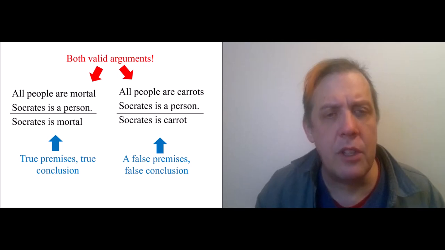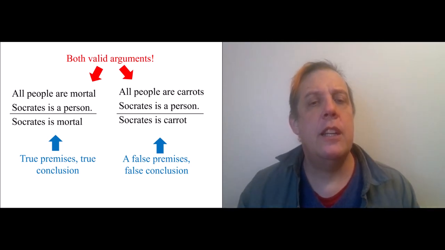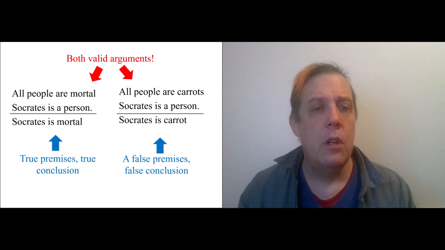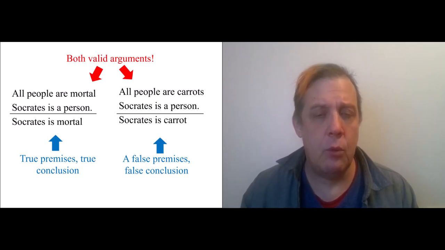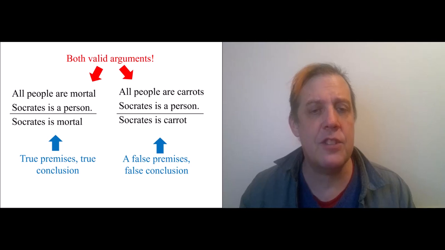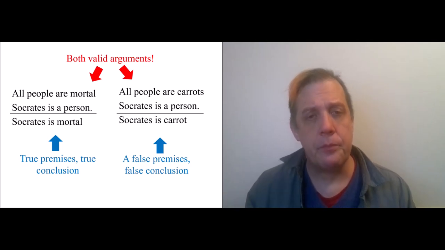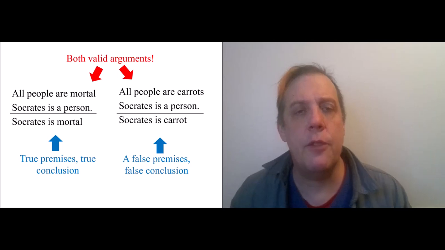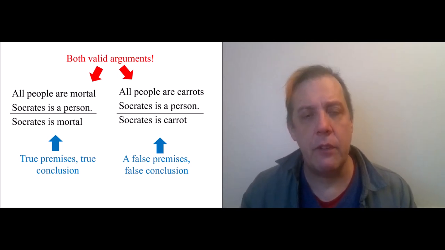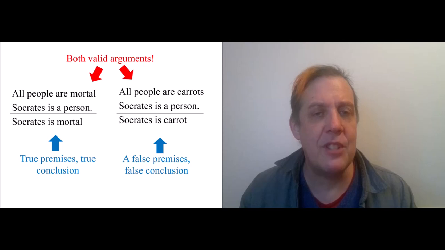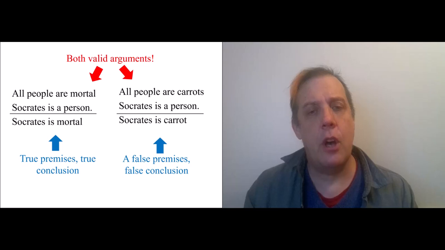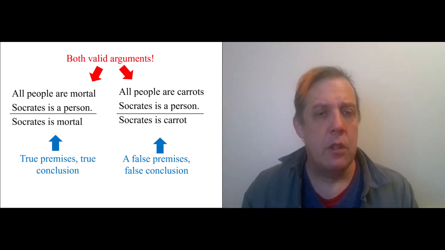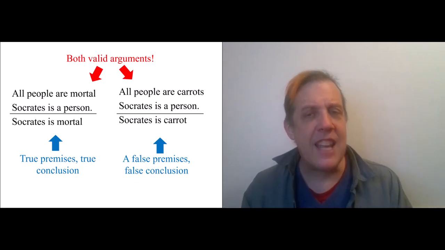So look at these two examples again. In the first example, we have true premises and a true conclusion. In the second example, we have false premises, one false premise, that all people are carrots, and a false conclusion. Neither of those are ruled out by the definition of a valid argument, which just says the premises can't be true and the conclusion false. So that's one reason why both of these count as valid.